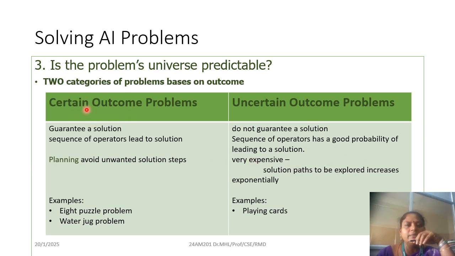And in the first type, certain outcome problems, planning avoids unwanted solution steps. Here, it's going to be very expensive because the solution paths that have to be explored increase exponentially. So, finding or planning for the entire lot is going to become very difficult. Example problems which come under the certain outcome category are the 8 puzzle problem and the water jug problem. Examples for uncertain outcome problems are playing cards.